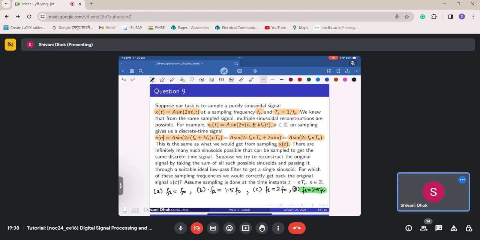Similarly, if it is a minus, then this signal has to be sampled at a Nyquist sampling rate greater than 2 times (f0 minus k fs), but it can't be sampled at fs. Otherwise, if we sample it at fs and pass it through a low pass filter, we'll get this. Or if the low pass filter has a cutoff frequency greater than this particular frequency, we'll have multiple frequency components present, which will be a sum of sinusoids, and it will not be the original signal that we wanted.